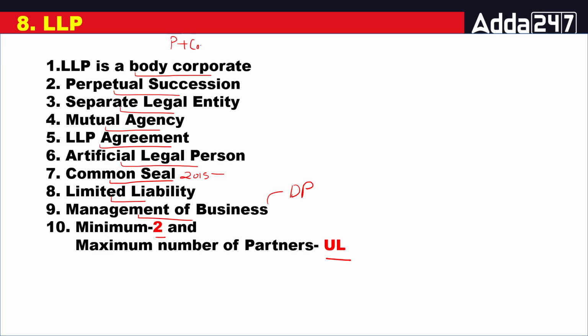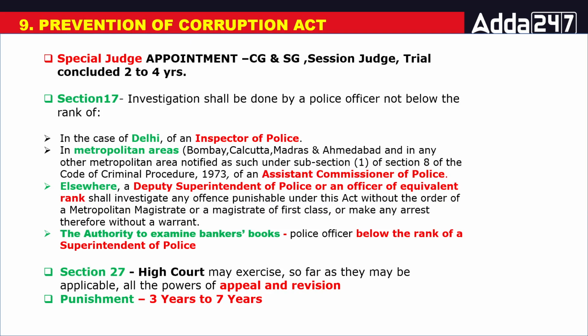Okay. Now class, after LLP, the Prevention of Corruption Act. A special judge will be appointed, who will adjudicate the matter, appointed by the central government and state government. A session judge will be taken as the special judge. Okay. And the trial court has to conclude the matter within 2 years up to 4 years. That is very much important.